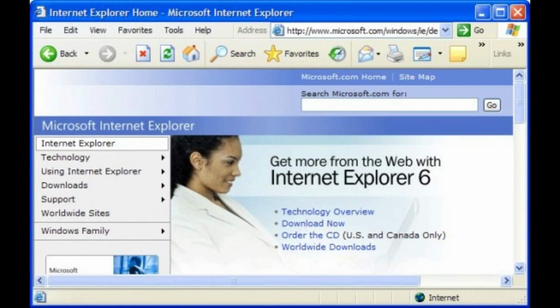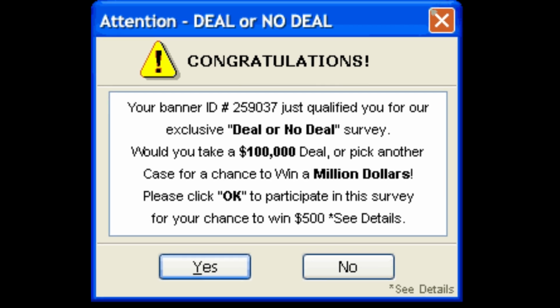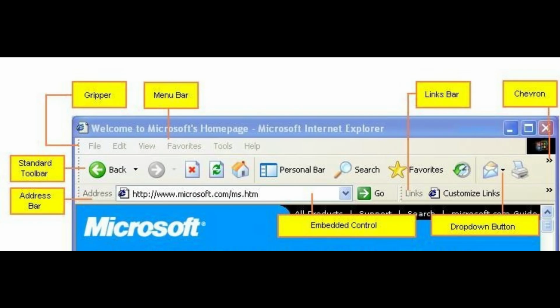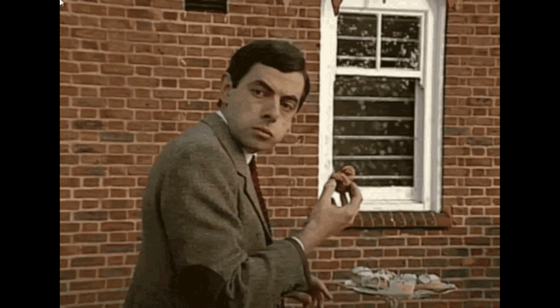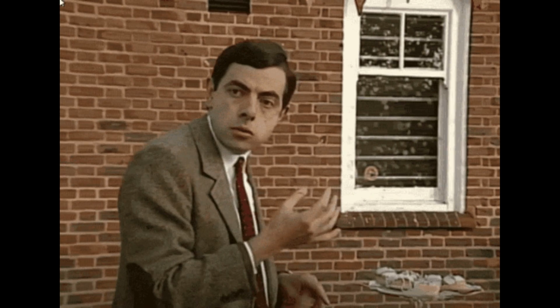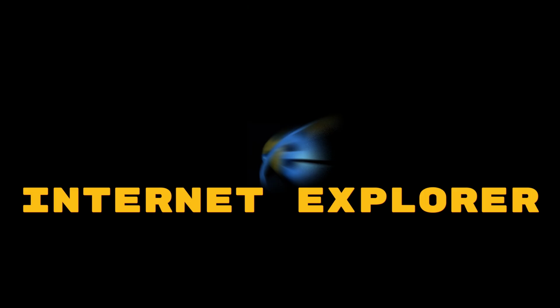Half broken, a pop-up jumped out of nowhere, then another, a toolbar appeared that I definitely did not ask for. The fan kicked in like a helicopter preparing for takeoff. That was my internet. That was a lot of people's internet. That little blue E was called Internet Explorer.